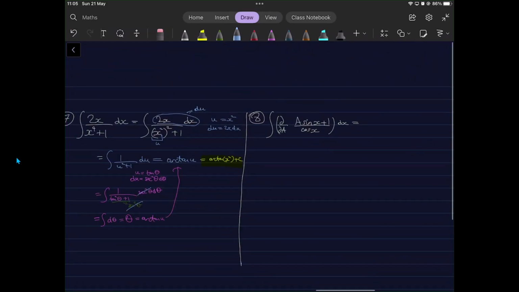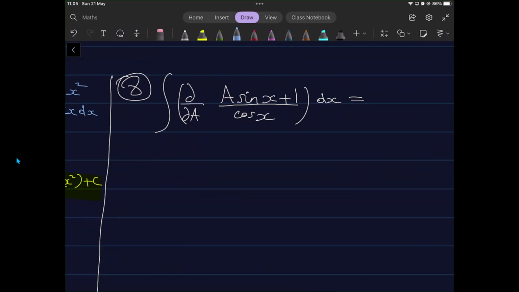Next integral. We have number 8 here. Who put a partial derivative in this? What are you doing, man? Okay, let's just work out this partial derivative first, then we can integrate it with respect to x.